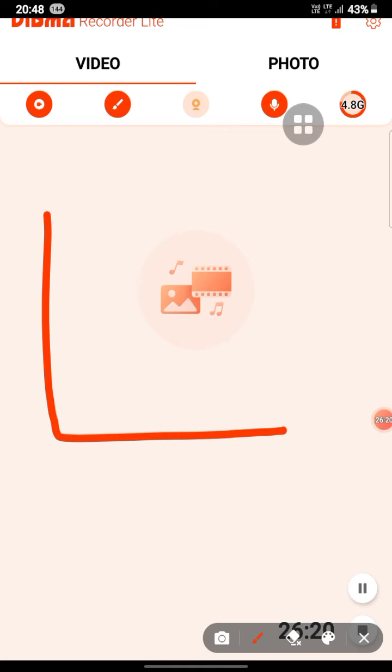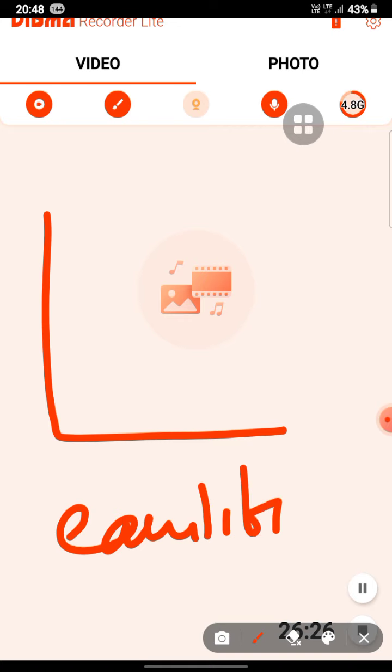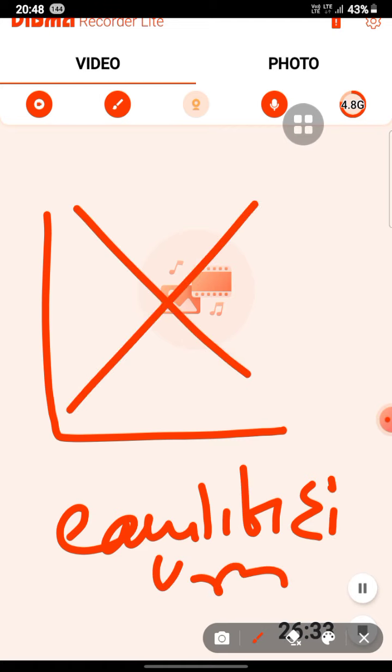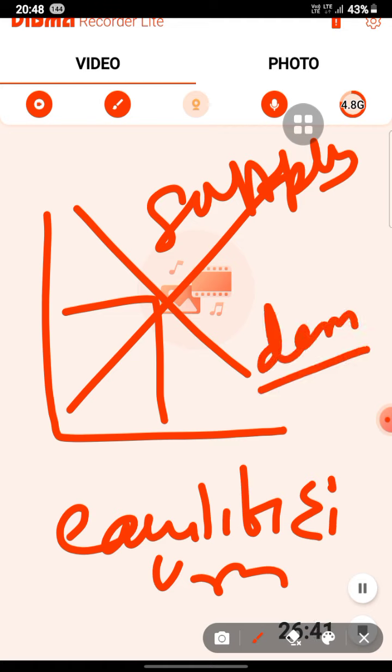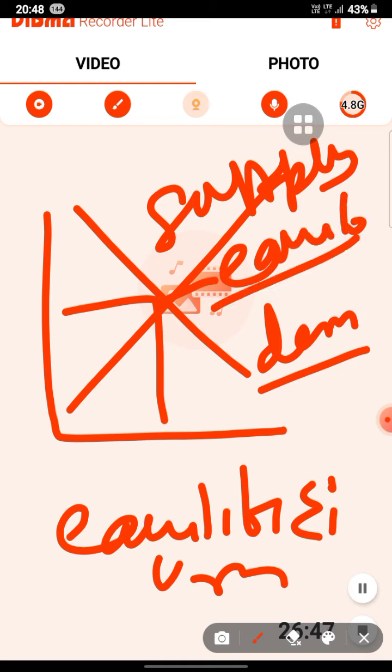Now we are discussing demand and supply equilibrium. This is the curve. You can see in this curve, this is the supply side and this is the demand side, and this point is the equilibrium.